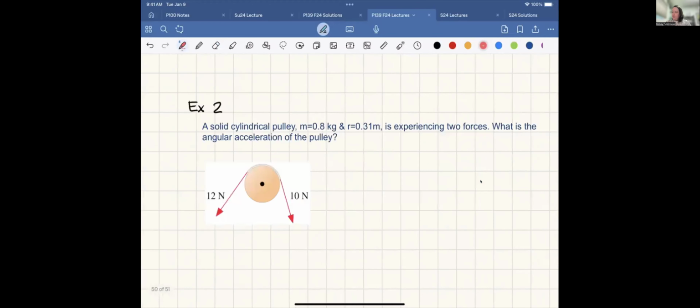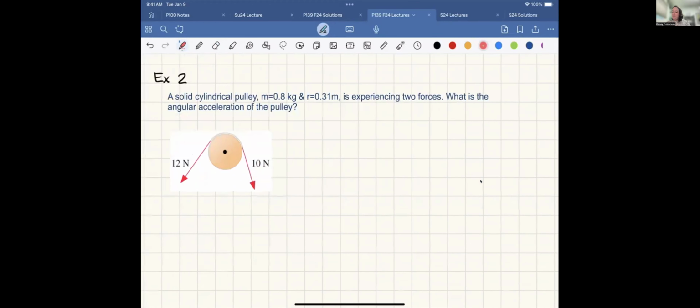Let's look at another example. This time we have a solid cylindrical pulley. Its mass is 0.8 kilograms and its radius is 0.31 meters, and it's experiencing these two forces in the picture. And we want to figure out what the angular acceleration of the pulley is. So before we get too far into this, let's remember a couple of things. First, the net torque is the rotational inertia times the angular acceleration. So that's the way to get the angular acceleration.